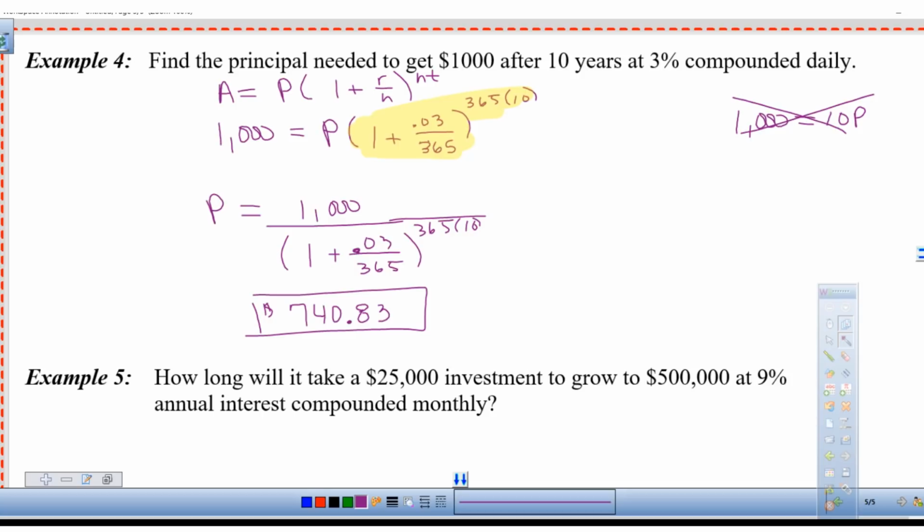Okay, it's 740.82. I've got that number now back on my calculator. Okay, so do this. Hit store, sorry I messed up. Hit store. Go to the right and hit enter. So now I've stored that number in for B.